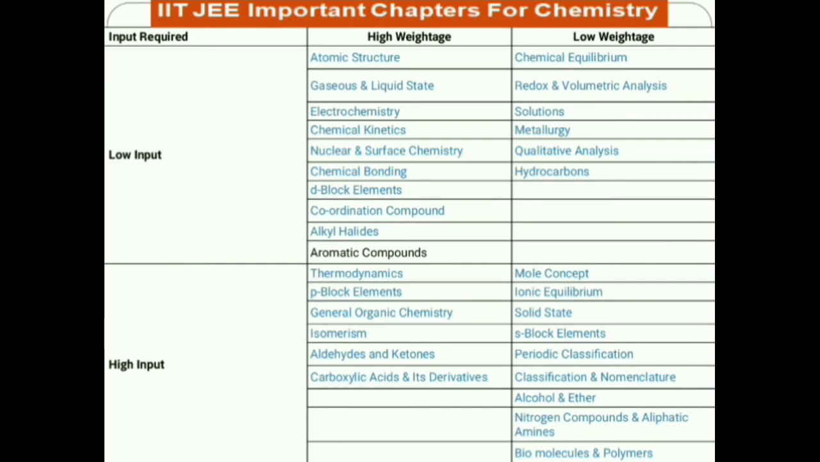Now let's talk about the least priority for chemistry, high input and low output. Who will want this? No one. But at last you should go for mole concept, ionic equilibrium, solid state, S block elements, periodic classification and nomenclature, alcohol and ether, nitrogen compounds, aliphatic amines, biomolecules and polymers. So all these are the chapters for chemistry and how you have to prioritize.